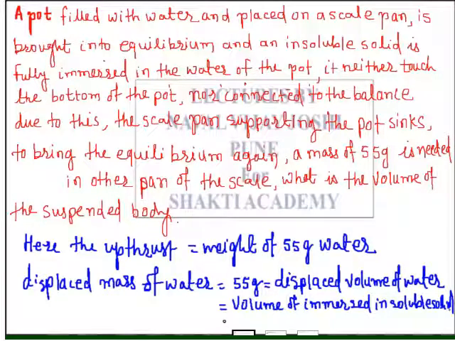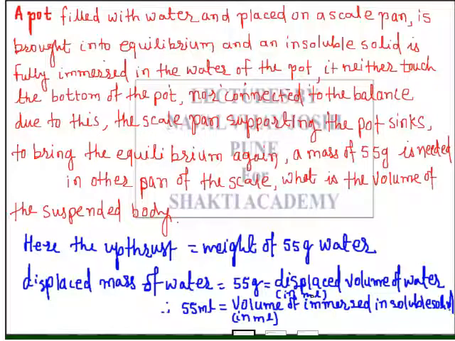Insoluble solid, and this volume obviously is in ml. Okay, so I can write here, therefore 55 ml is equal to the volume of the immersed insoluble solid. Got it? Because as I told you, the displaced volume of water cannot be in gram, this is also in ml.